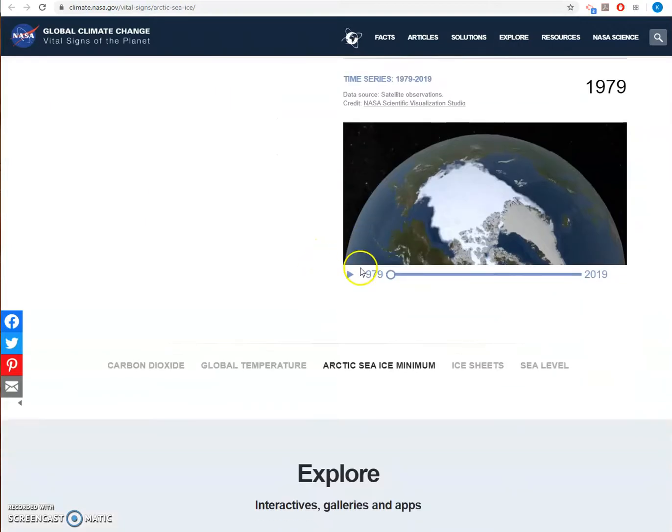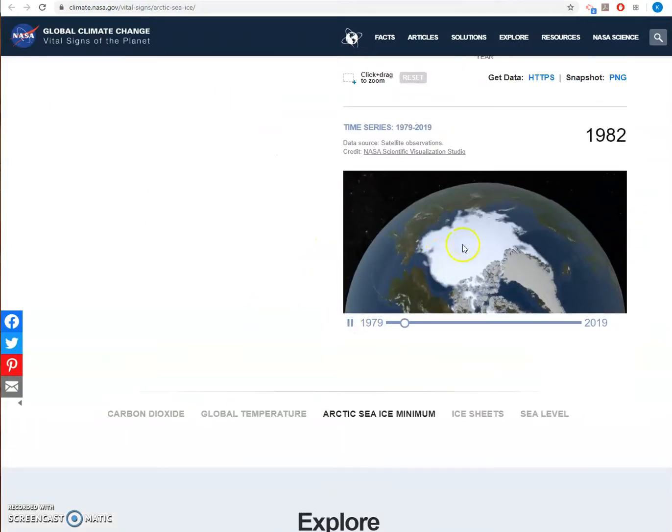Okay, so here we go. Ready? Let's look at it. From 1979, here's the actual size of the ice sheet.